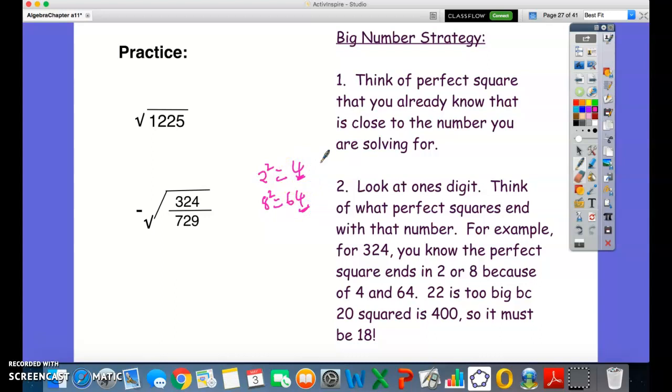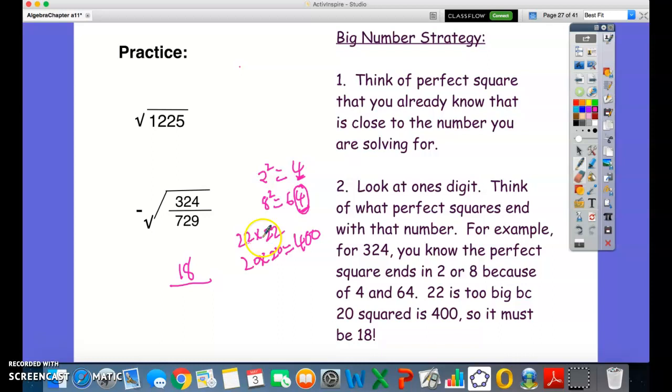So the perfect squares end in 2 or 8. If I take 22 times 22, we know that 20 times 20 is 400. That's too big, so we know it's definitely below 20. Below 20, what are the numbers? Okay, 18 is the number, because 18 times 18 ends with a 4 in the ones place. You can check your answers, but you get a rough idea that it's 18. You can then check it. Okay, so then I get 18.